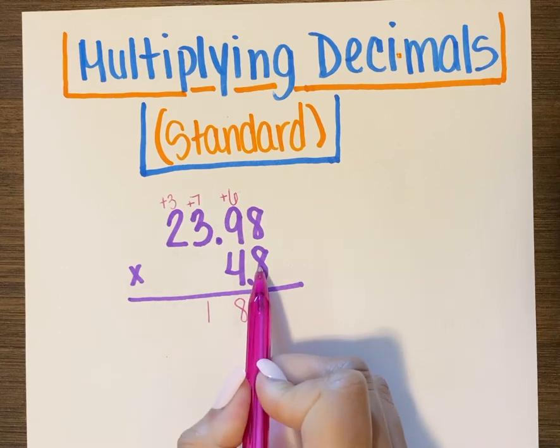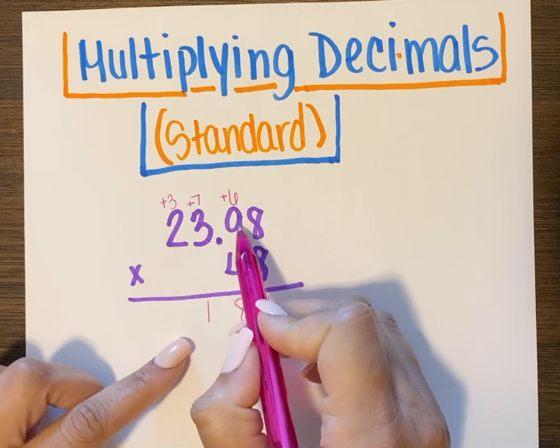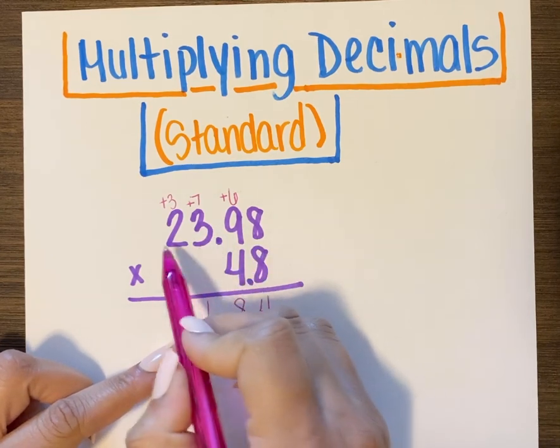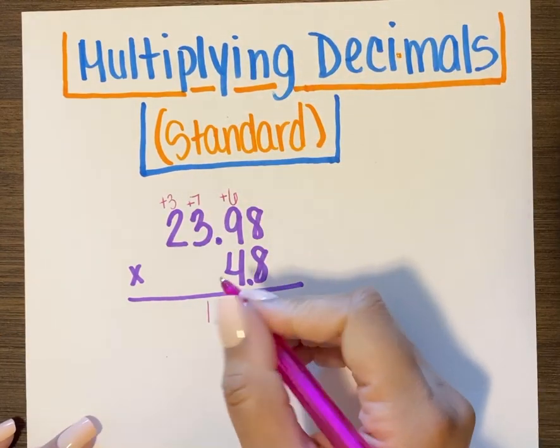Okay, now 8 times 2. Make sure you're being careful. Make sure you don't skip any of these digits whenever you're multiplying, okay? 8 times 2 is 16. 16 plus 3 is 19.